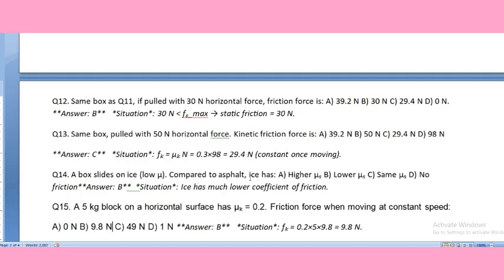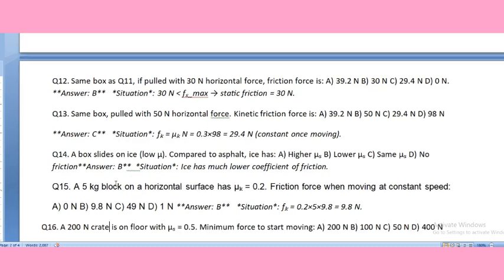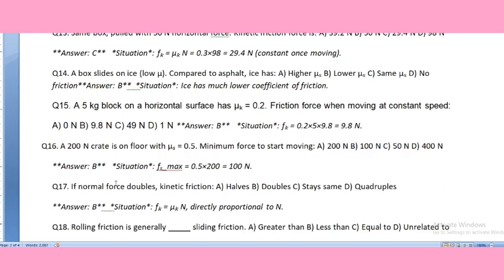The next question, question number 14. A box slides on ice with a low coefficient of friction compared to asphalt. Ice has: choice A, higher coefficient of static friction; choice B, lower coefficient of static friction; choice C, the same coefficient of static friction; choice D, no friction. We are comparing the coefficients of static friction of ice with asphalt. From the given situation, ice has a much lower coefficient of friction. So the correct answer is B.